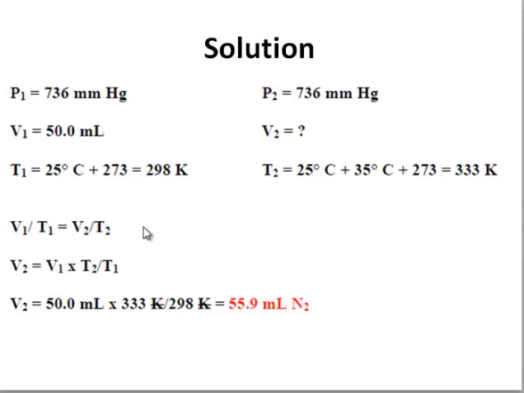V1 over T1 is V2 over T2. Solve for V2, which is V1 times T2 over T1. Plug in numbers, that's 50 milliliters times 333 Kelvin divided by 298 Kelvin. Notice the Kelvins cancel. And we arrive at 55.9 milliliters of nitrogen. We could use any volume unit we like for Charles' law as long as we use it consistently for V1 and V2. But temperatures must be in absolute units. And the metric absolute units that we will use are Kelvin.